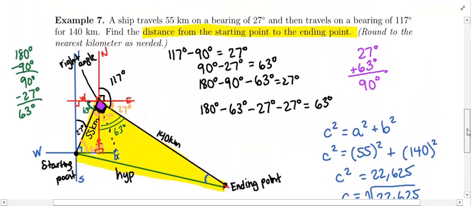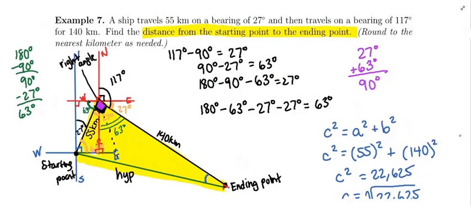The key to working this problem was first doing the drawing, and then from the drawing recognizing that inside the major triangle there is a right angle.